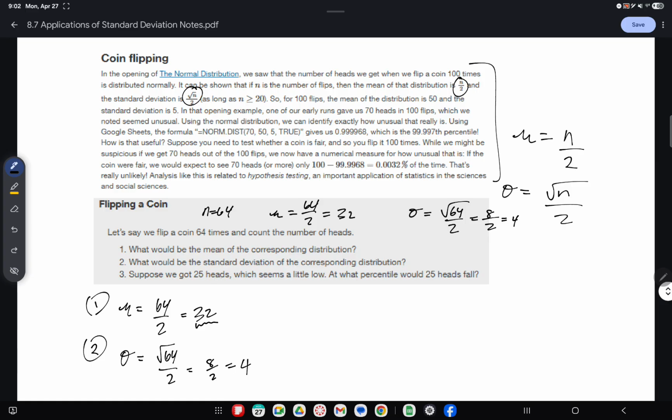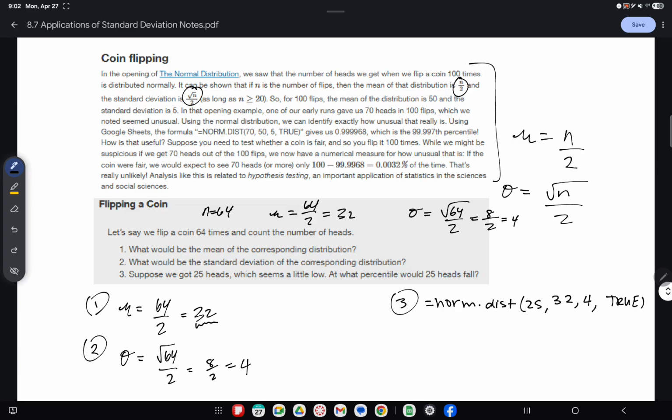Suppose we got 25 heads, which seems a little low. At what percentile would 25 fall? Okay, we can use that normal distribution function again. Normal distribution. Our data value is 25. Our mean was what, 32, standard deviation of 4, and then we want true.